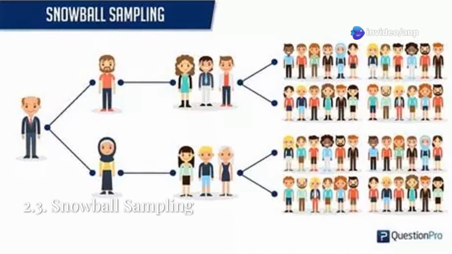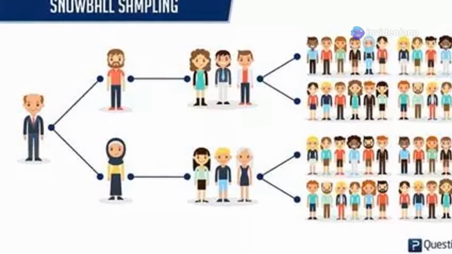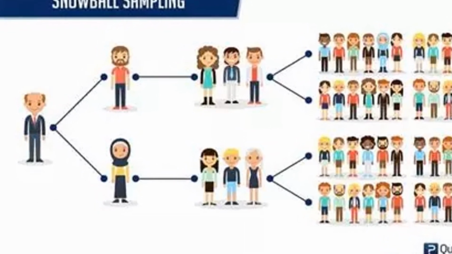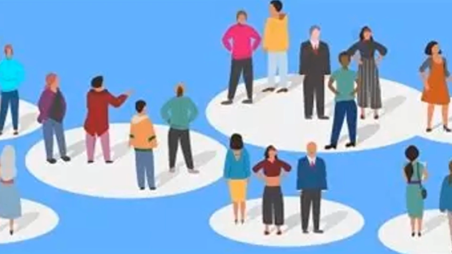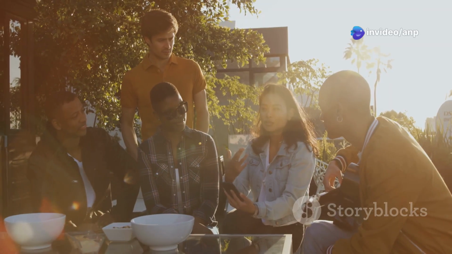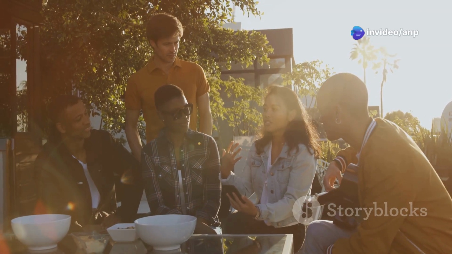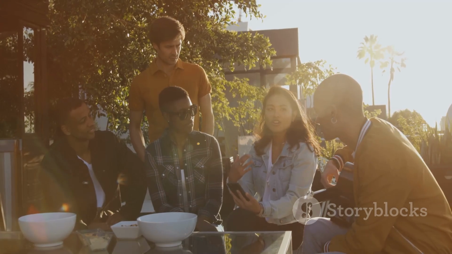Snowball sampling. If you're researching rare phobias, you might start with one participant and ask them to refer others they know with similar experiences. This method is effective for accessing hard-to-reach populations. However, because participants recruit others from their own social circles, the sample may lack diversity, introducing selection bias.